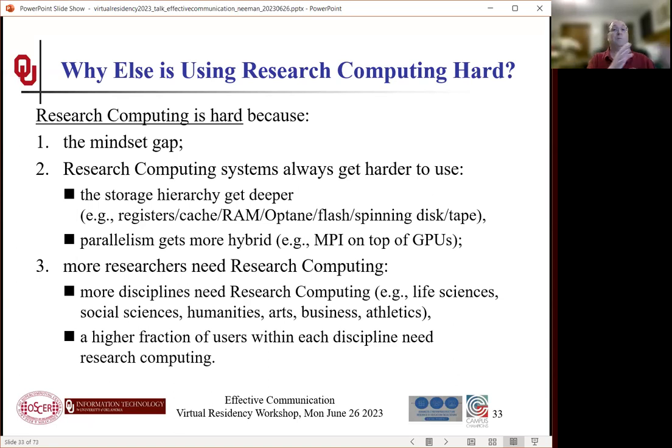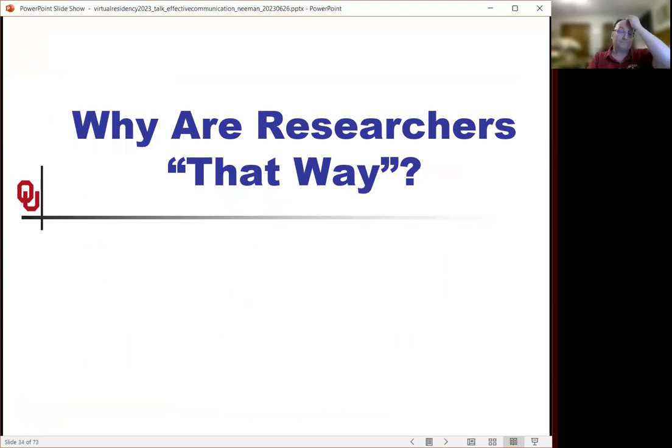MPI on top of GPUs, or maybe MPI on top of OpenMP on top of GPUs, and so on and so on and so on, right? And then more and more researchers, more disciplines, and a higher fraction of researchers per discipline need research computing.